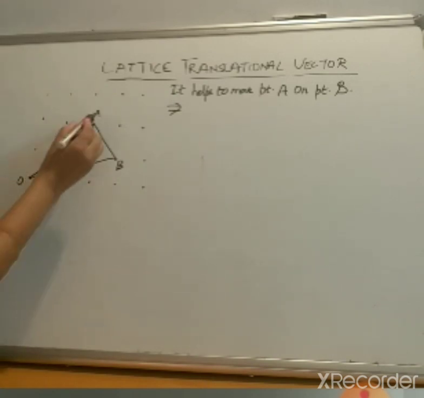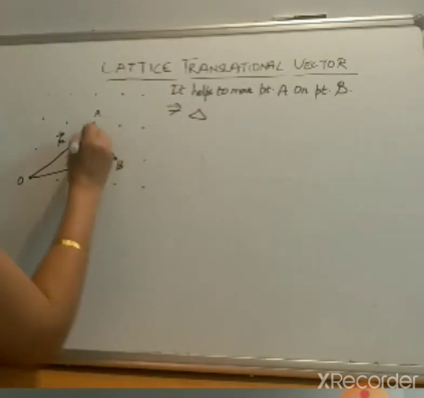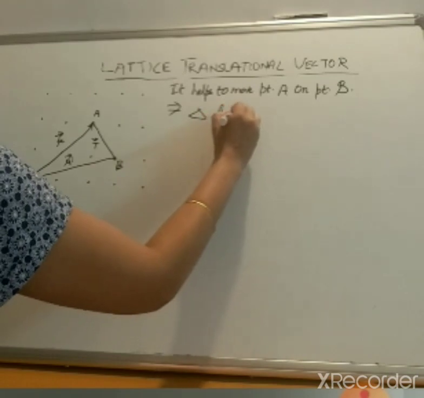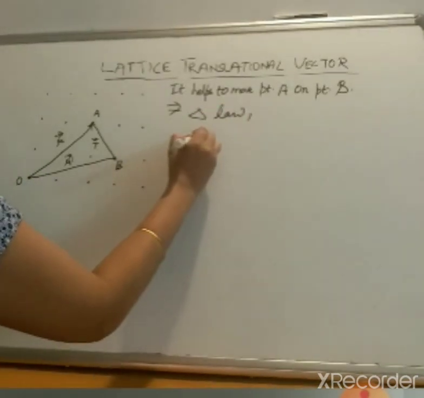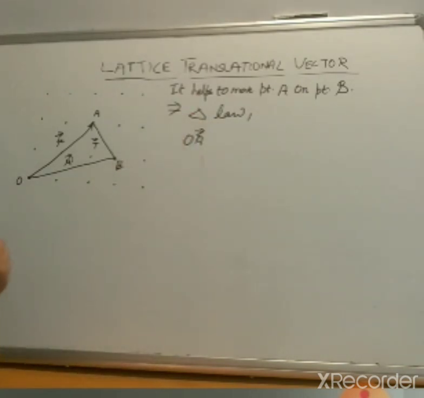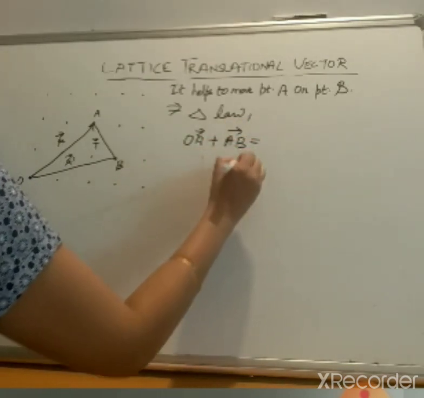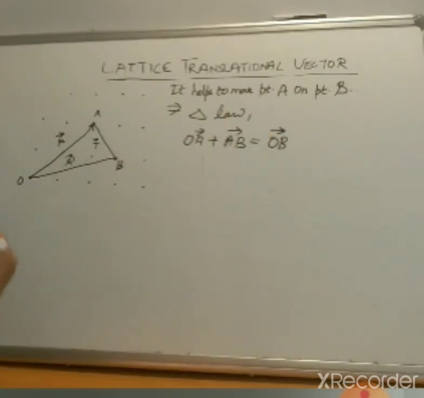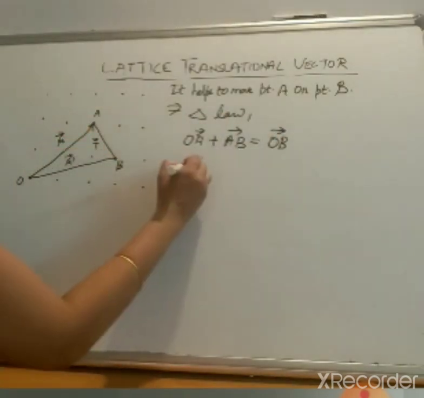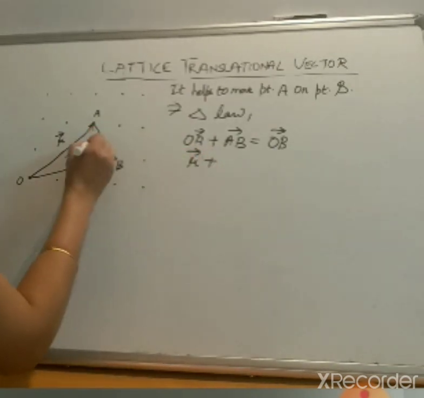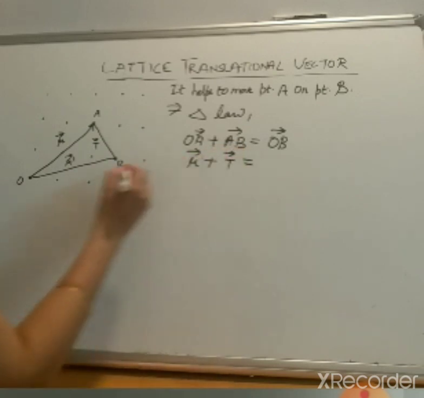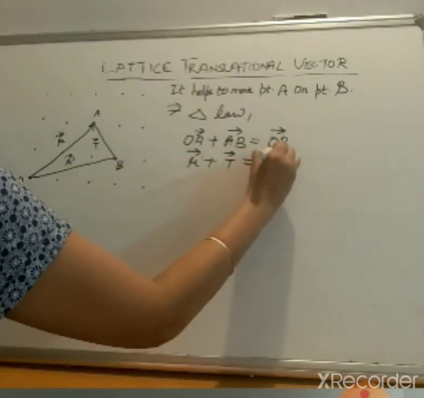Now we can find out the coordinates of this point A, B from origin. Now if we apply triangular law, it becomes a triangle. So if we apply triangular law, OA vector plus AB vector is equal to OB vector. So OA is R vector, AB is t vector, and OB is R dash vector.